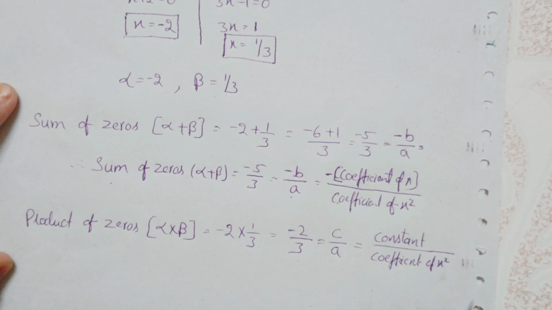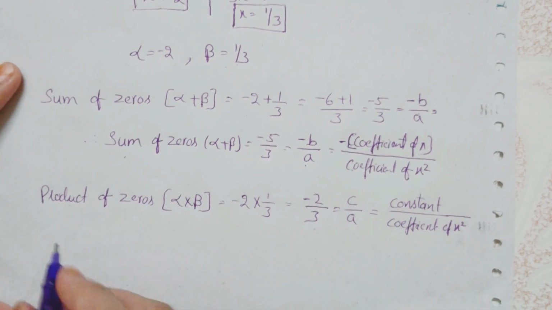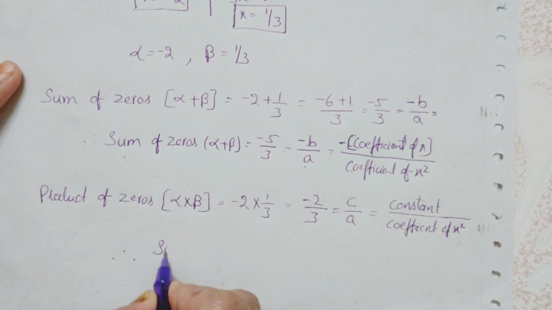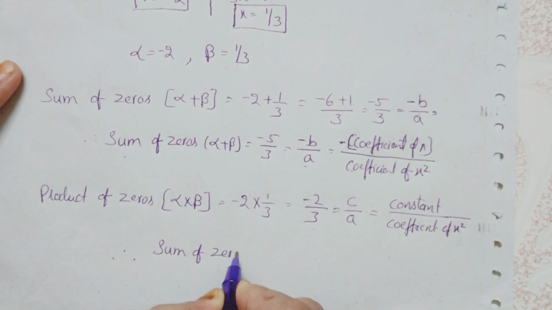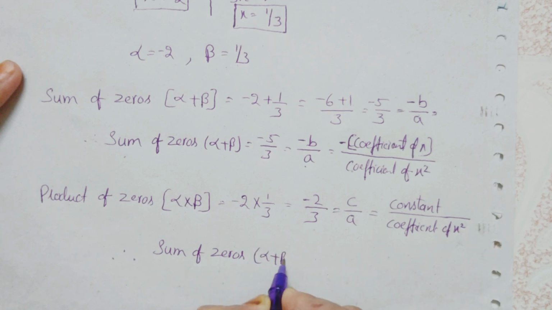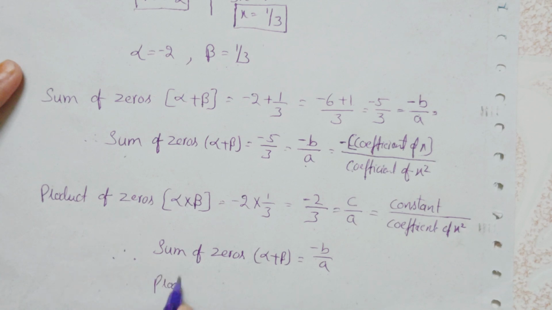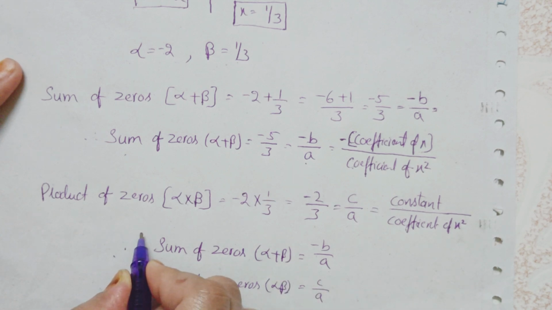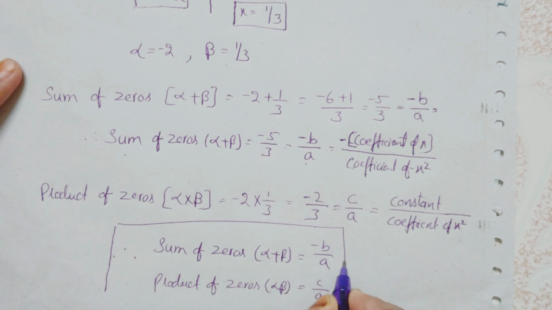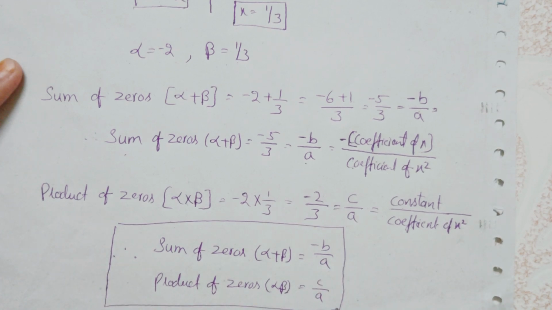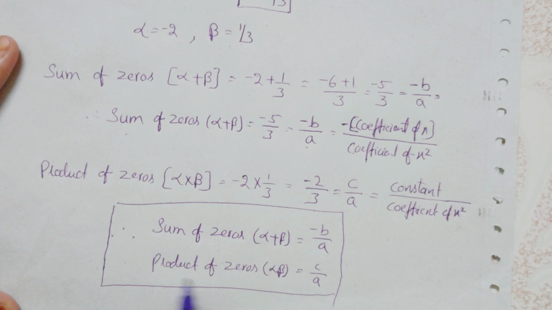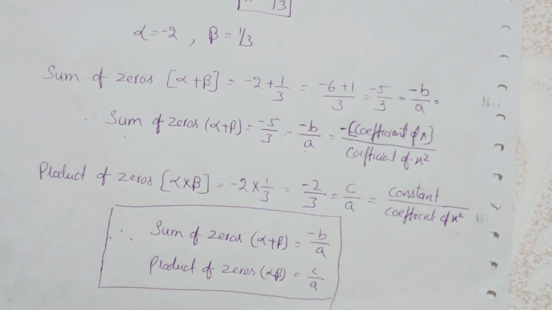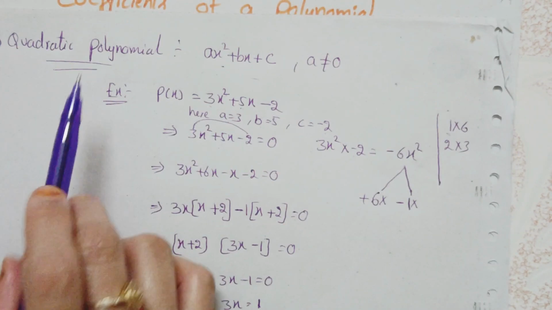Coefficient of x square. So we have two formulas here. Sum of zeros, which is alpha plus beta, is minus b by a. And product of zeros, which is alpha beta, is equal to c by a. So this is what you have to remember, guys. Sum of zeros means minus b by a, product of zeros means c by a. This is all about the quadratic polynomial.